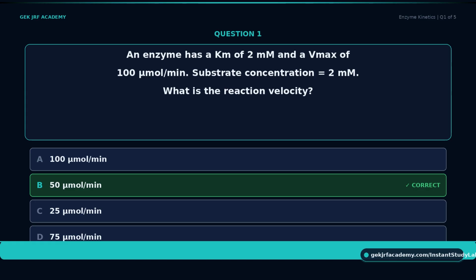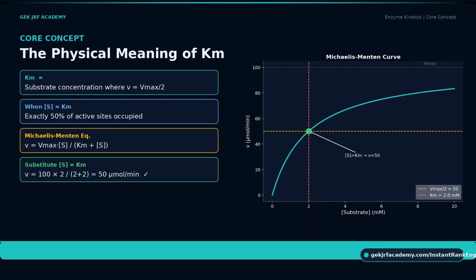This is exactly the kind of question designed not to test memory, but to train the way you think. The core concept. The Michaelis constant, Km, is defined as the substrate concentration at which the reaction velocity equals exactly half of Vmax. This is not just a definition, it is a physical reality. When substrate concentration equals Km, exactly half of all enzyme active sites are occupied. The rate is therefore Vmax divided by 2, which is 50 micromoles per minute.